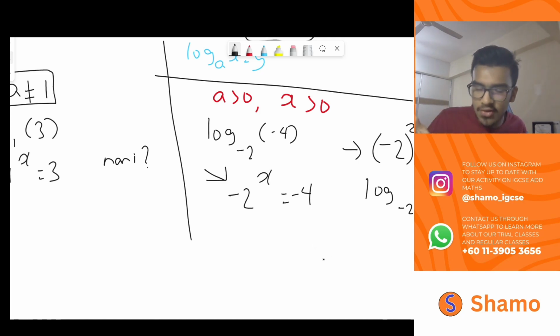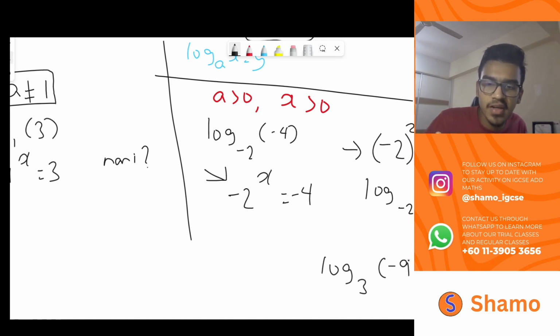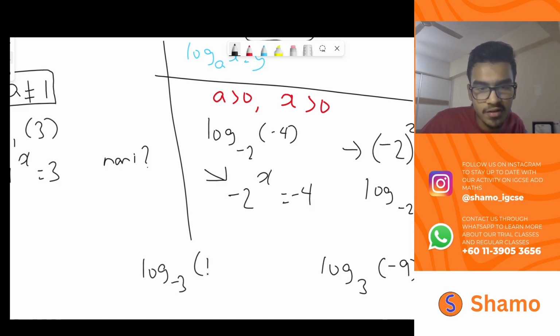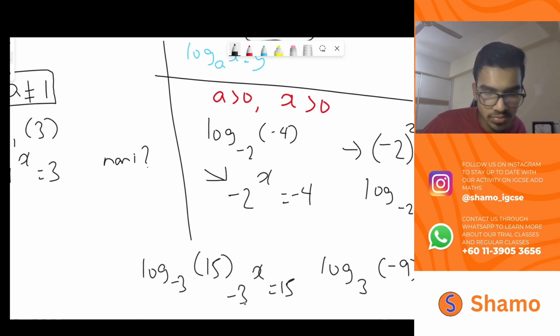Let me just close my eyes and think of a random example. Log base 3 of -9. 3 to the power x equals -9. It's not possible, because whatever the value of x, 3 to the power x will always be positive. Or let's take an example of a negative base. Log base -3 of 15. -3 to the power x equals 15. No, you can't. Only for some values you might argue that yes, it's possible, but for the majority of them, it's just not going to happen.